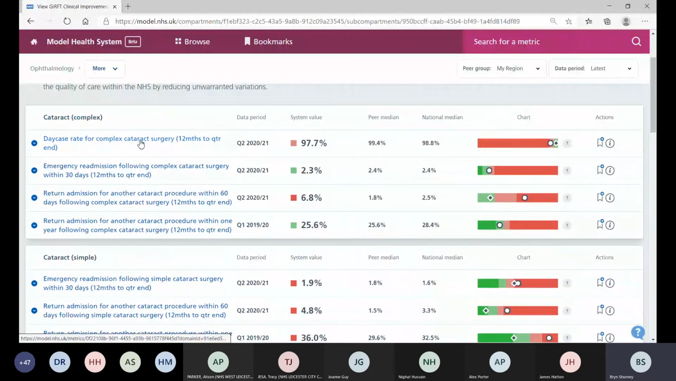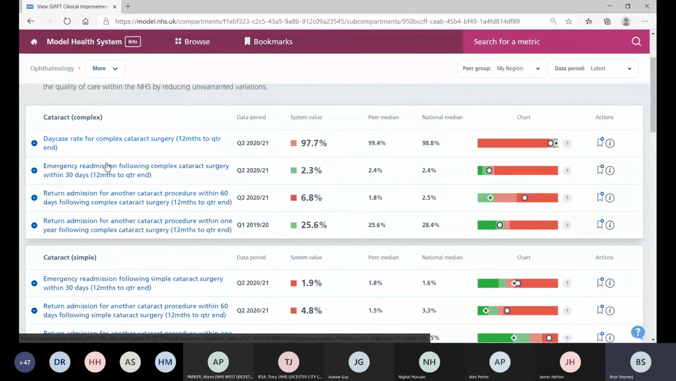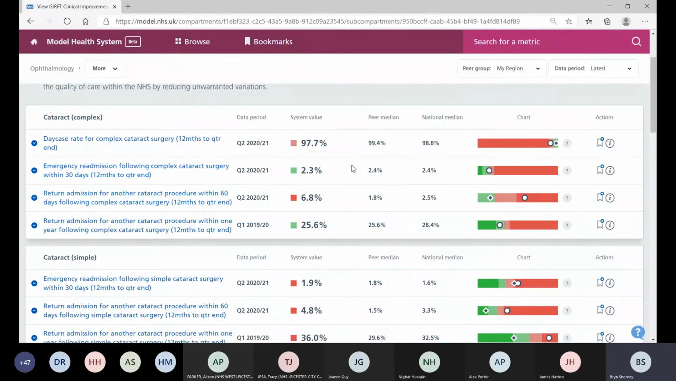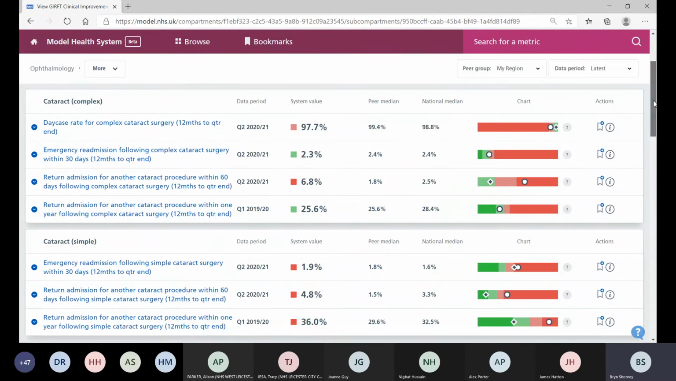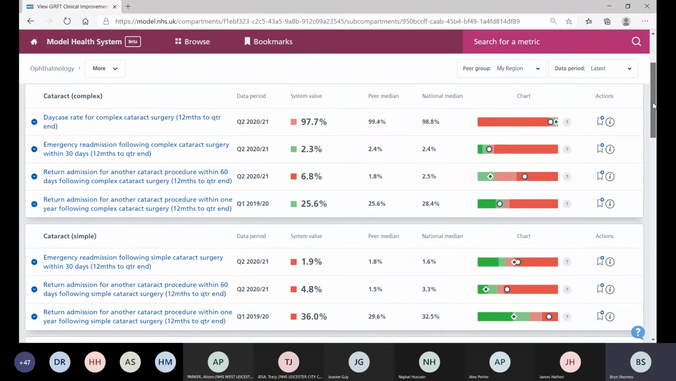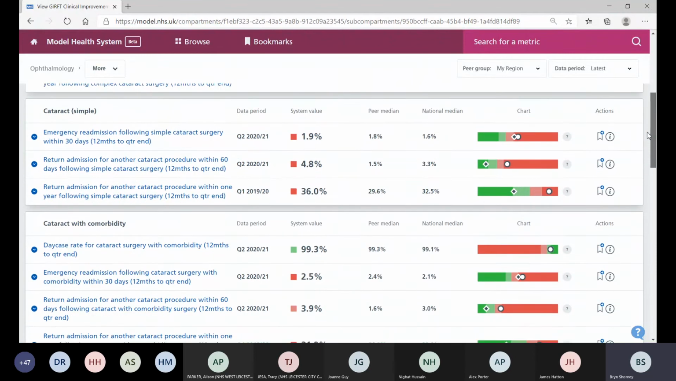Again, probably most of you are familiar with the GIRFT data, but we've got the day case rates, the emergency readmissions, return admissions. So the presentation style is very similar to what you've seen. But we've obviously got that more detailed information. It's very similar to the day case rate information and length of stay within these compartments, but drilling down to a more granular level focused on these particular procedure codes.